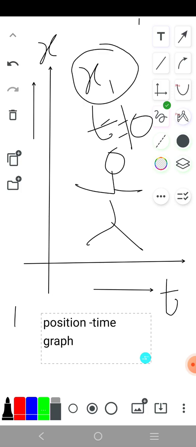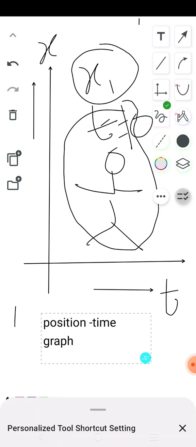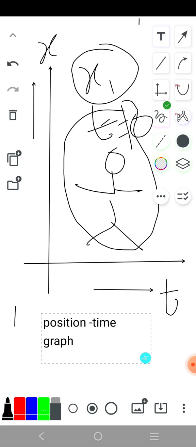I'm repeating, suppose there is an object which is at position x1 at t equals 0 second. After 10 seconds or after 1 hour, the object is still at the same position. That means time is going on, but the object is not changing its position. Whenever the object is not changing its position, at that time the object is at rest.